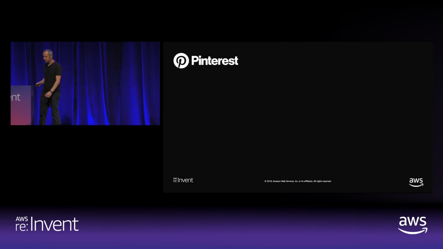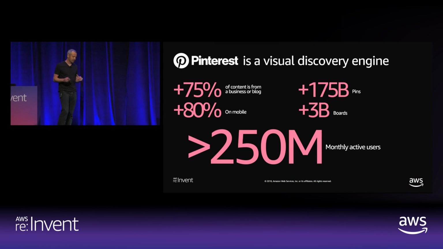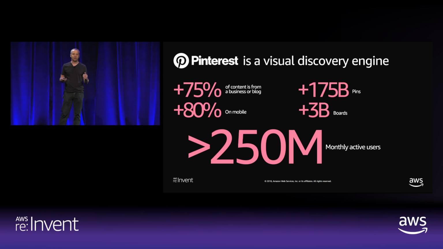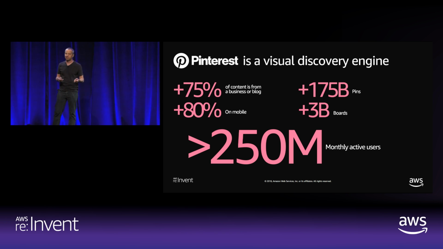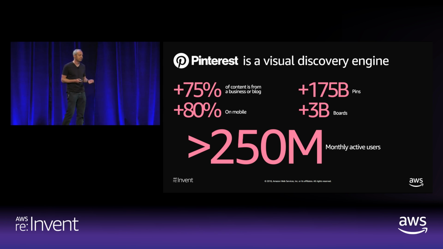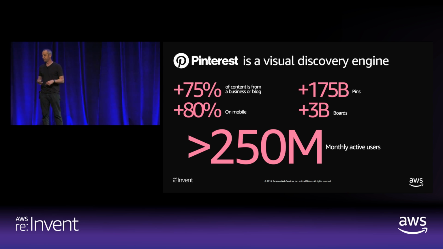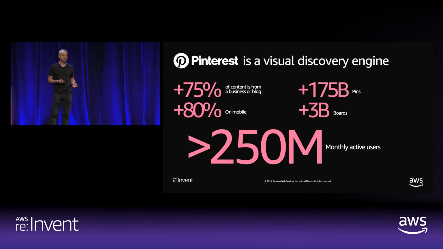Okay? So Pinterest is maybe one of the real large-scale data companies. We're one of the top users of AWS, and that is because we have a tremendous amount of data. We have about 175 billion pins. That's a number that's really hard to comprehend. Our brains are just not made to work at that level. Those are objects that people bring to a system, and then we have about 250 million monthly active users.